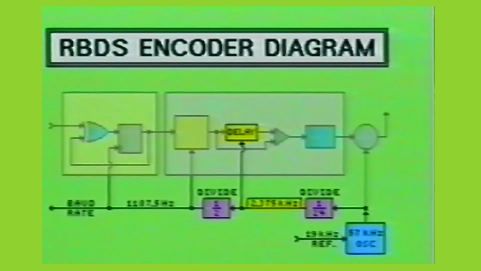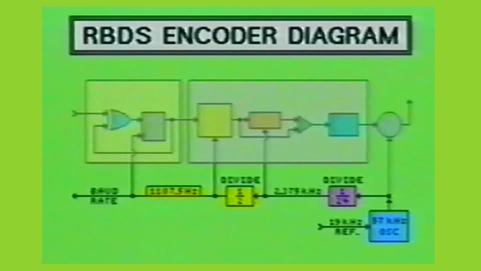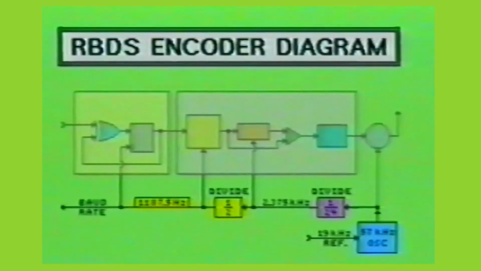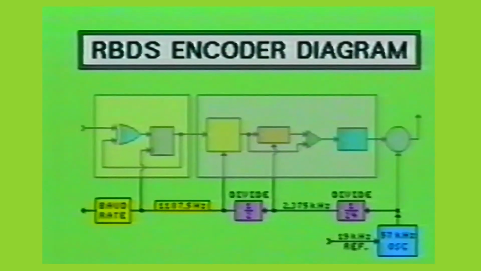The 2.375 kHz clock frequency is further divided by 2, where a clock rate of 1187.5 bits per second establishes the baud rate for serial data transmission into the RBDS encoder. This baud rate plays an important role throughout most of the encoder process.